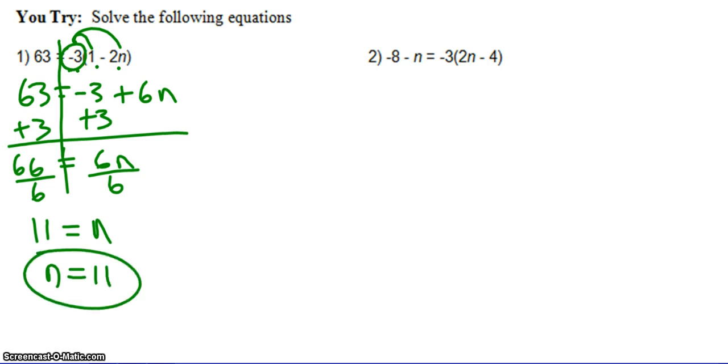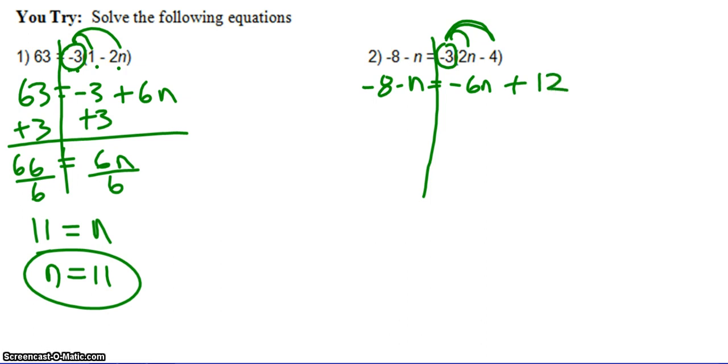Okay, over here, it looks like we have more distributing. So anytime you see parentheses, that's the first thing you should look for. On the left side, nothing to do. I cannot combine those, so I'm just going to bring it down. Negative 3 times 2n, that's negative 6n. And negative times negative, that's positive 12. Okay, no combining like terms on this one because remember we're going to treat this as a wall, so nothing combined. So now I have to eliminate.